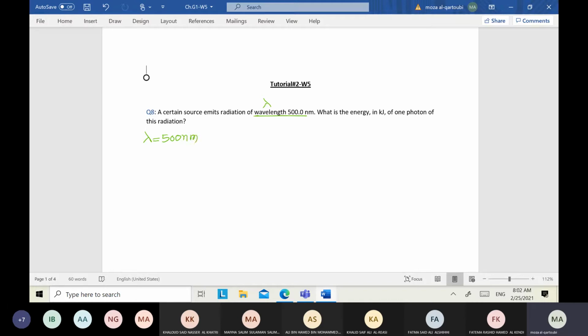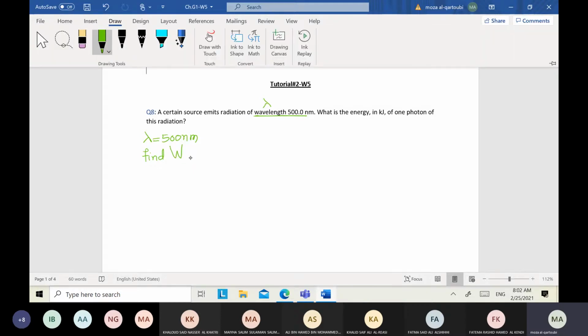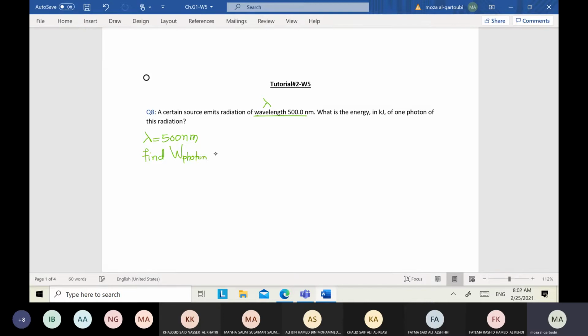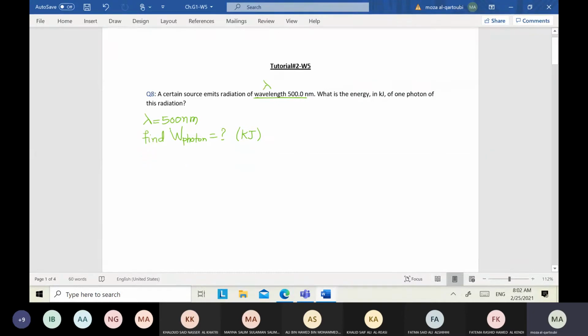Then we are asked to find the energy. Anyone remember the symbol for the energy of a photon? We saw before, in question number 1, the energy of a photon is W of photon or light. Photon or light, same name. So energy, W of one photon. We need it in kilojoule, only given lambda. So how to find the energy of a photon?